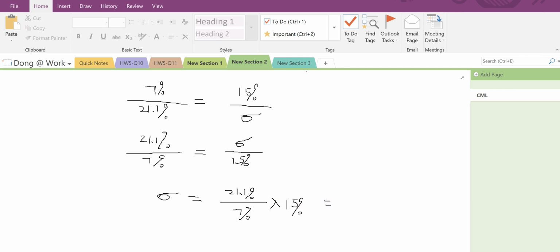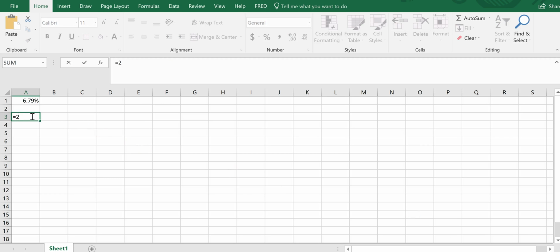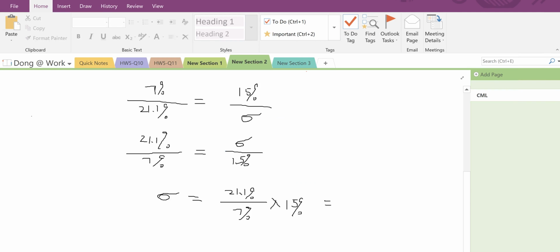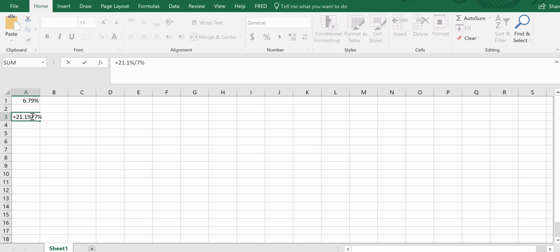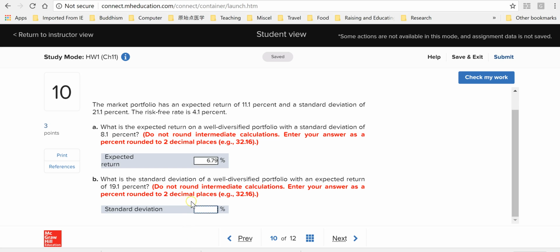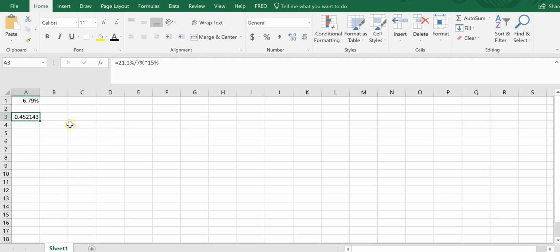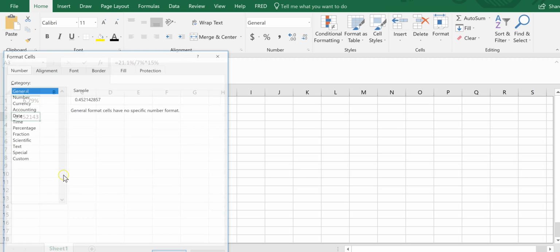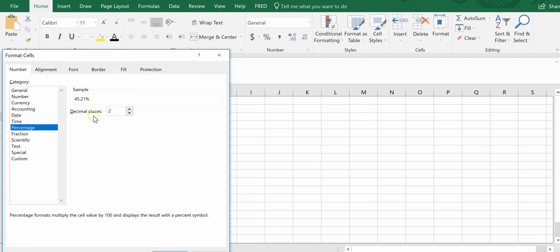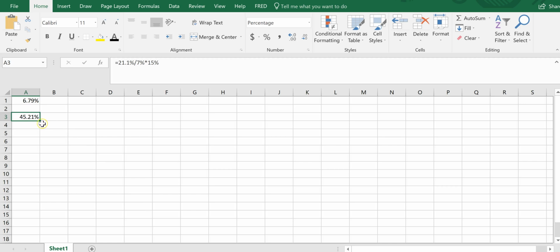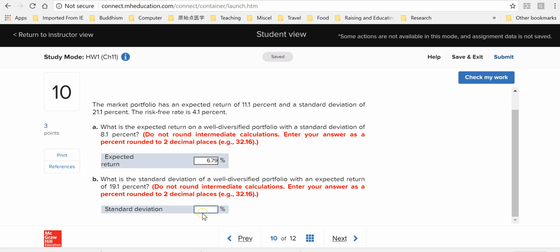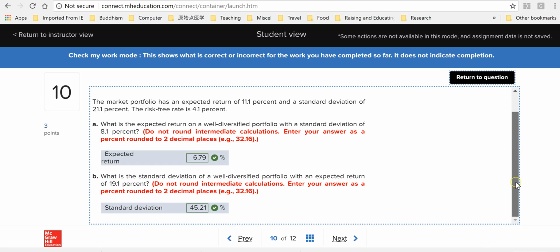Then we can just use Excel to figure out the answer: 21.1% divided by 7% times 15%. Again, note the rounding requirement. Do not round in the intermediate calculations, which we did not. Enter your answer as a percent rounded to 2 decimal places. So we keep this as a percent with 2 decimal places, and okay. That gives me 45.21%. Now let me check my answer. Okay, good job.